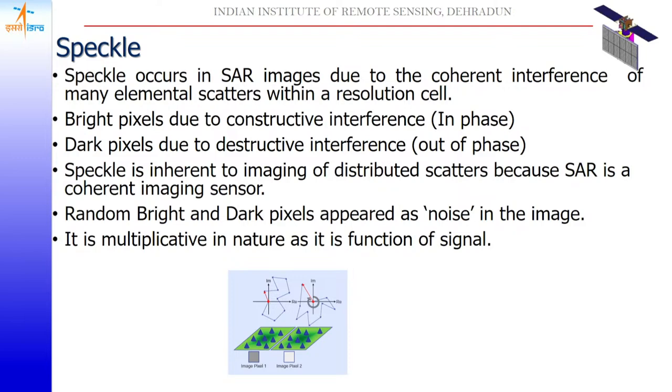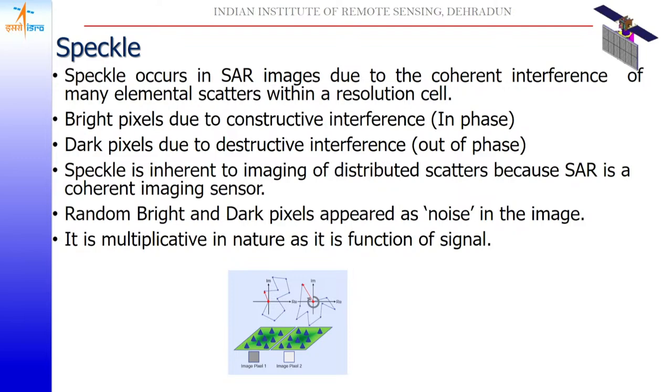Constructive interference is where the magnitude is much higher, so that backscatter energy becomes a bright spot. And destructive interference is where they are out of phase. Constructive means they are in phase and destructive means they are out of phase. So speckle is inherent in imaging of distributed scatterers because SAR is a coherent imaging sensor. As in ultrasound imaging, we see a lot of speckle, because there the ultrasound waves are also coherent in nature. So they have the speckle effect.